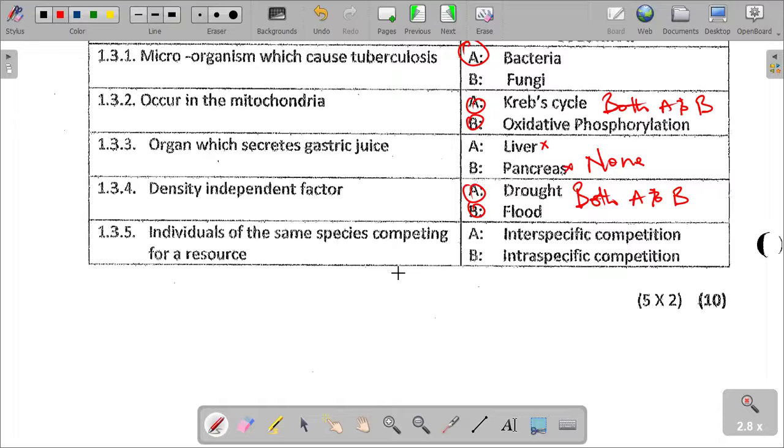Individuals of the same species competing for resources, what is that called? It is called intra competition. Inter means different species, while intra is within the same population. So it is intra competition, which is B only. Intra is within the same species, and inter is across species.